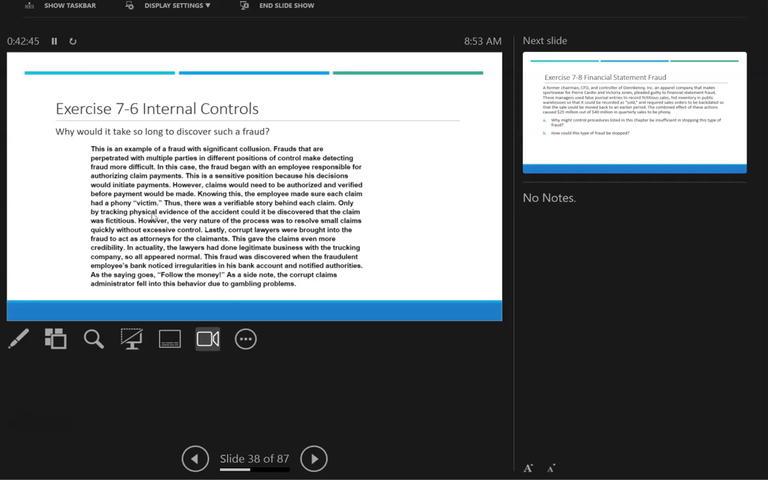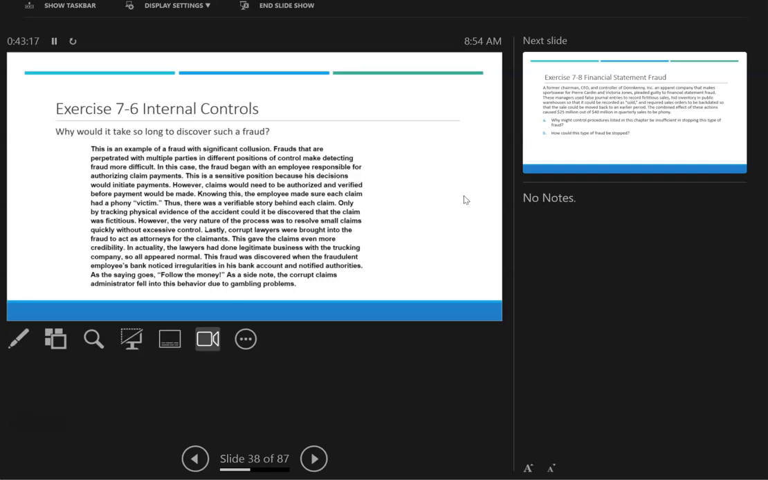Thus, there was a verifiable story behind each claim. Only by tracking physical evidence of the accident would it be discovered that the claim was fictitious. However, the very nature of the process was to resolve small claims quickly, without a lot of work in them. Corrupt lawyers were brought into the fraud to act as attorneys for the claimants. This gave the claims even more credibility. The lawyers had done legitimate business with the trucking company, so everything appeared normal.